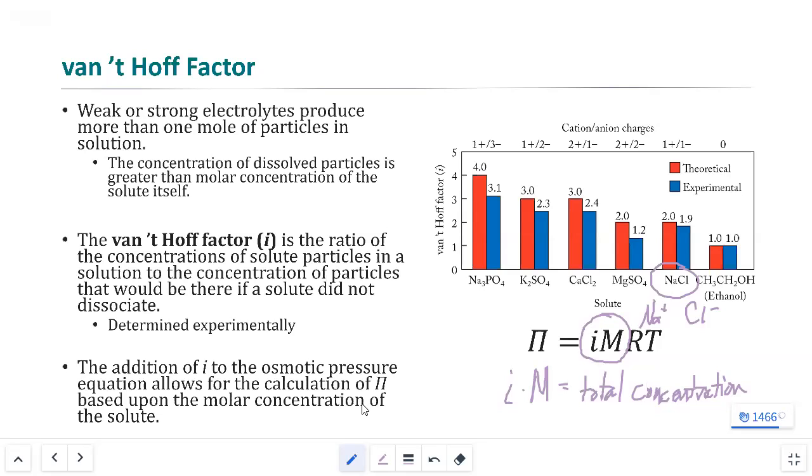We can estimate i by looking at the ionic compound itself. So for the sodium phosphate here, I would expect 3 sodium ions and a phosphate ion. If I had a 1 molar solution of sodium phosphate, I would expect that because there are 3 sodium ions, the total concentration of sodium would actually be 3 molar. And the phosphate ion would be 1 molar. And the total, 3 plus 1, gives us 4 molar concentration. That's what is referred to here as the theoretical value.